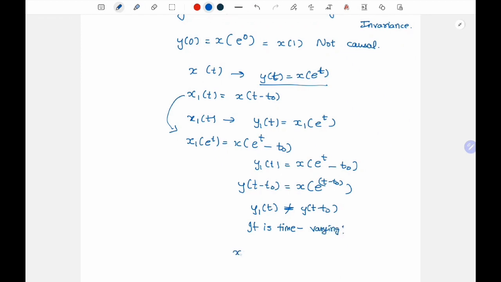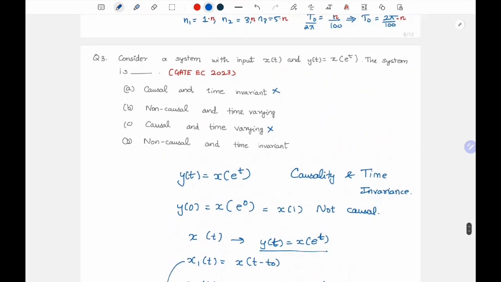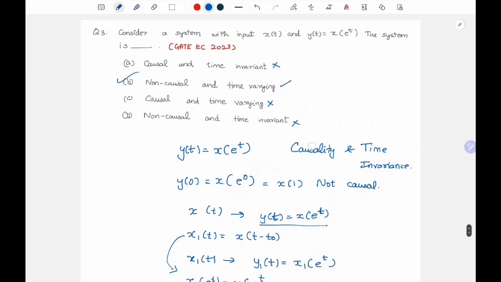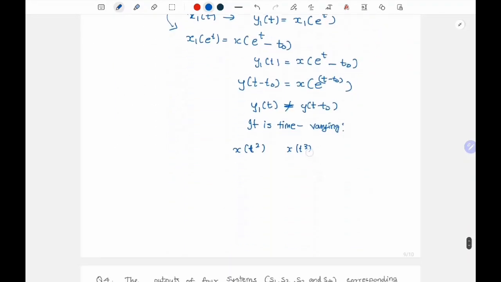In general, if you see all these signals, x of t square, x of t cube, everything, some function of t, right? It is actually like time varying signals only. And the exponent also is a time varying signal. So, the correct option is non-causal and time varying. This is again wrong. So, these are all very nice questions, right?